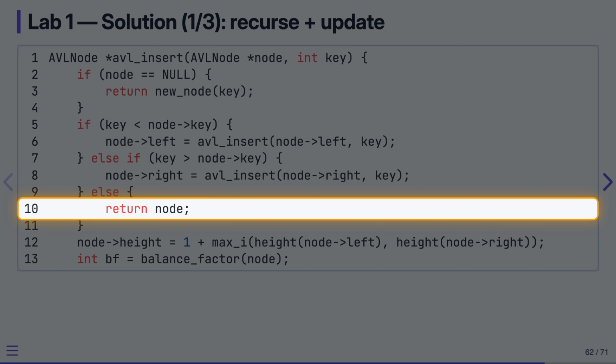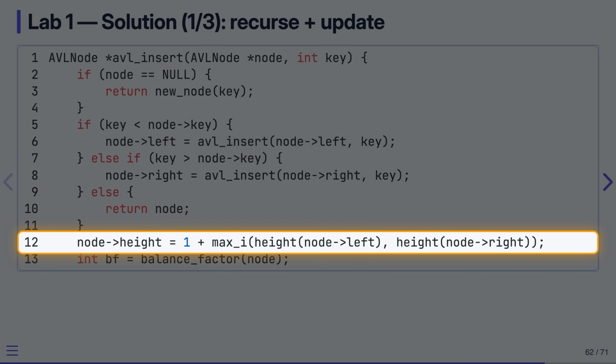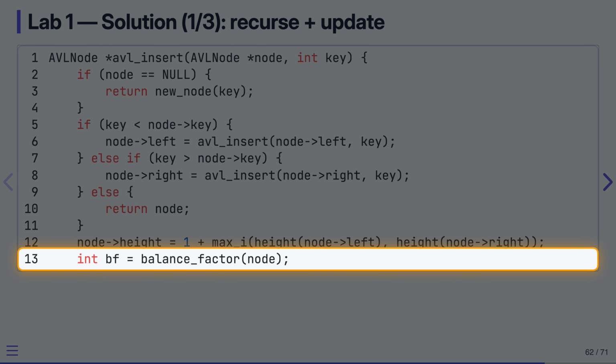No duplicates. Now we come back up. We recompute this node's height as 1 plus the taller of its 2 children. And we read the balance factor into B, F, that is the left height minus the right height.